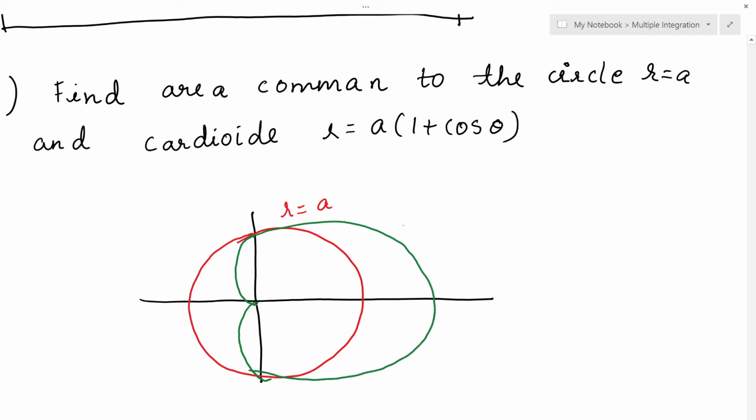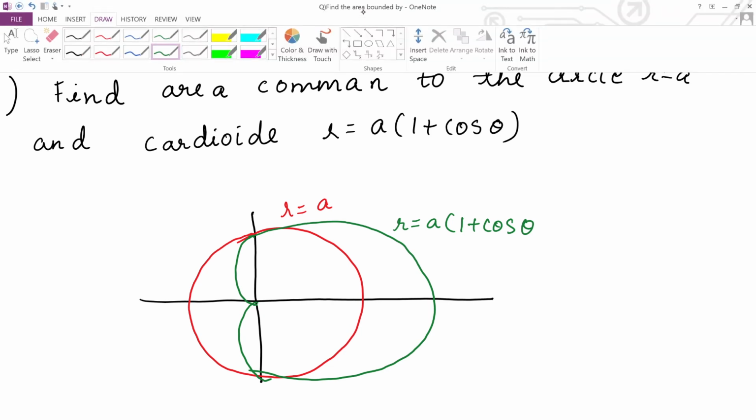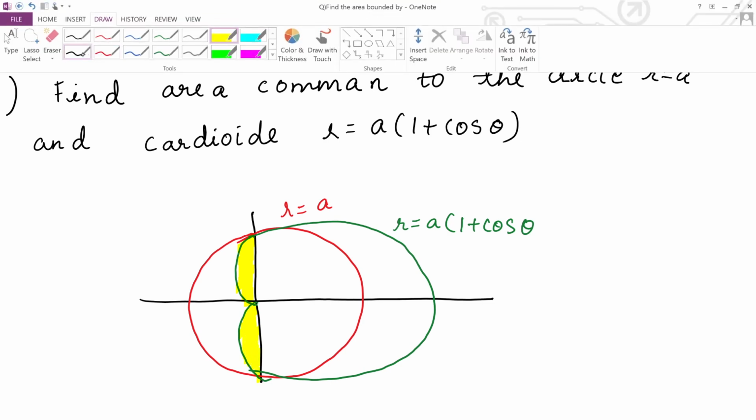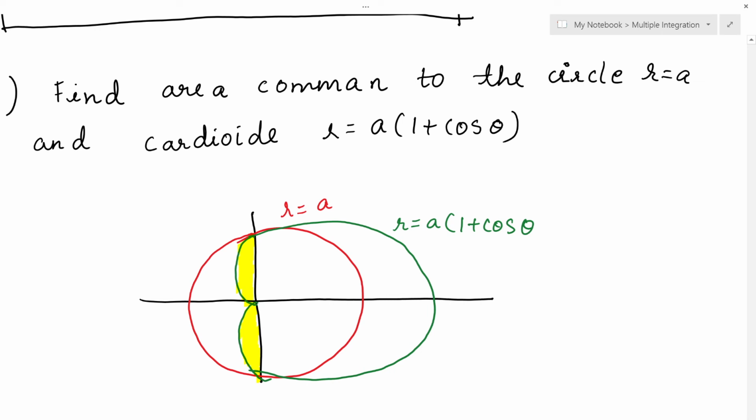Okay, this green one is nothing but r is equal to a into 1 plus cos theta. So the common region between the circle and the cardioid, that means inside the circle and inside the cardioid, the intersection region will be this. Again, you can see it is symmetric about the x-axis. So there are two regions. You can find one region and then multiply by 2. Okay, so this is the common region.